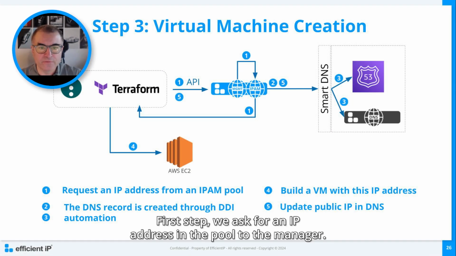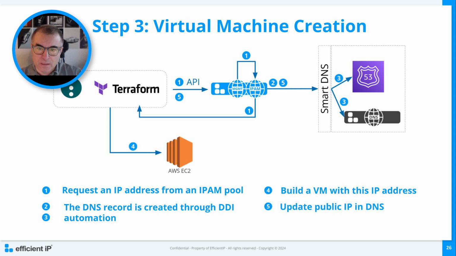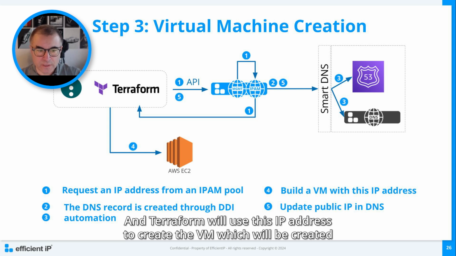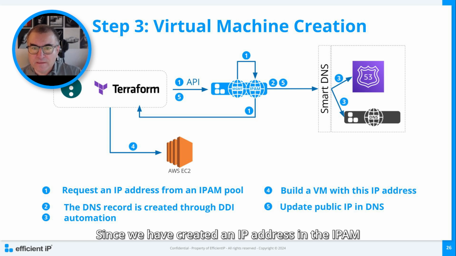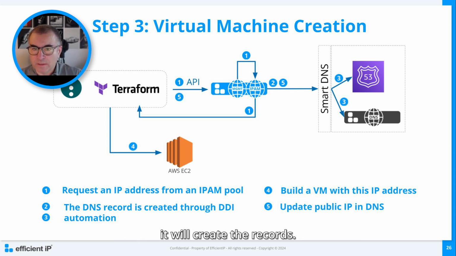First step, we ask for an IP address in the pool to the manager. The IPAM will provide us with an IP address, so that's the feedback here, and Terraform will use this IP address to create the VM, which will be step 4. Since we have created an IP address in the IPAM, it will create the records, so that's the step 2.